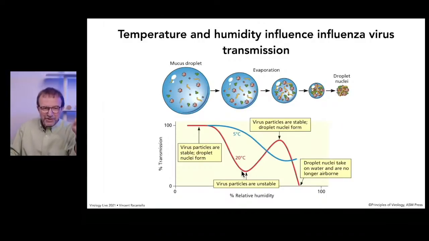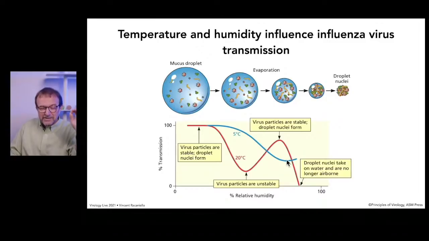Let me start over. We have two different experiments, 5 degrees Celsius and 20 degrees Celsius. Transmission is much better at 5 degrees Celsius overall than 20 degrees. At 20 degrees, the virus particles are inactivated. But as you see, if you increase the relative humidity, look at 5 degrees first. That's the clearest. The transmission drops even at 5 degrees.